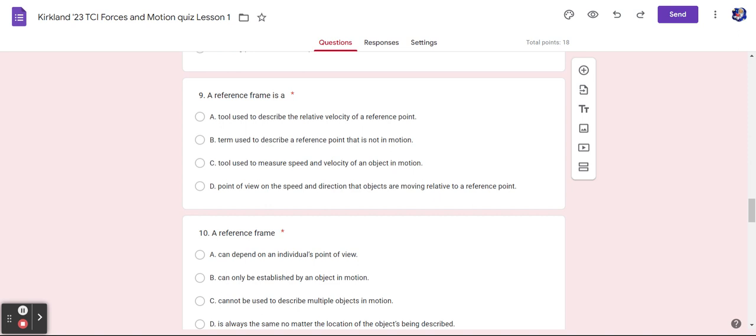Number 10. A reference frame, A, can depend on an individual's point of view. B, can only be established by an object in motion. C, cannot be used to describe multiple objects in motion. D, is always the same no matter the location of the objects being described.